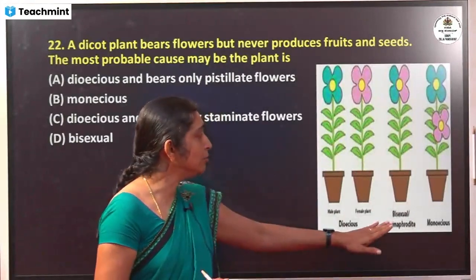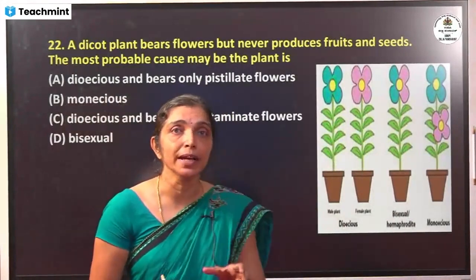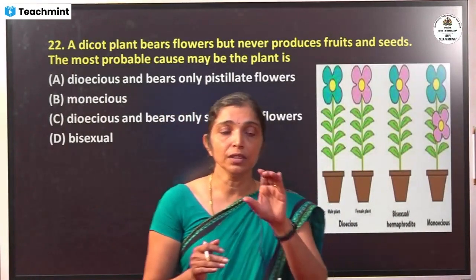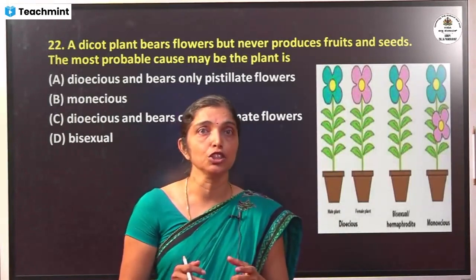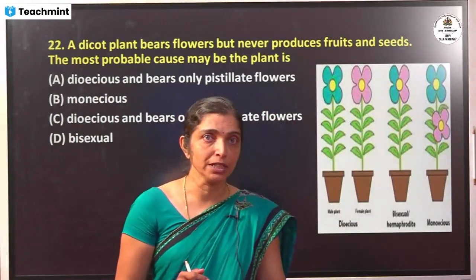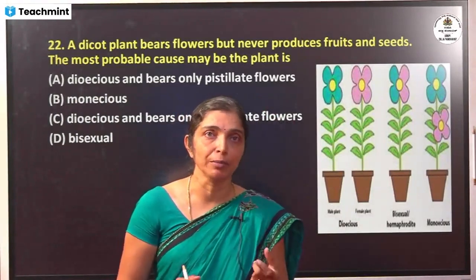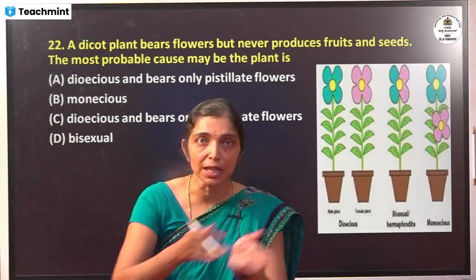Whereas a monoecious plant is a plant where you have the male and female flowers in the same plant, as in case of your coconut palm, as well as your Cucurbitaceae family, the cucumber family, which are monoecious plants. Male and female flowers are found in the same plant.